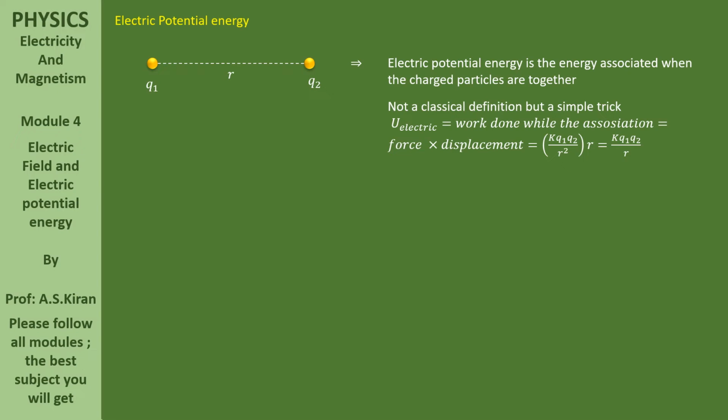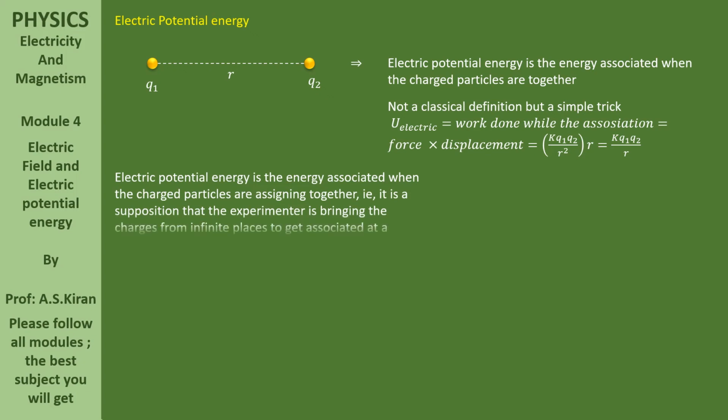What is that? That is Coulomb's law. Force into displacement, into R. So finally, we get the answer K Q1 Q2 by R. So here is the conclusion: the electric potential energy of any two charges Q1 and Q2 separated at a distance R is K Q1 Q2 by R.